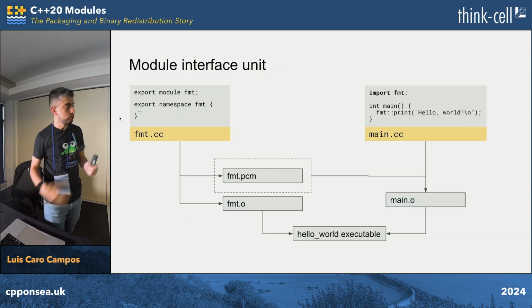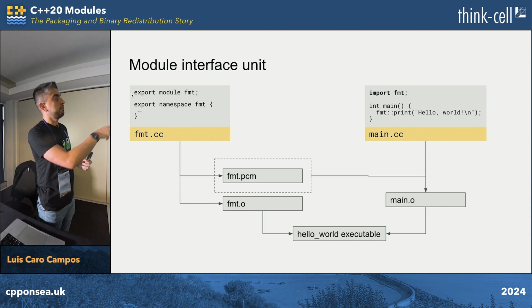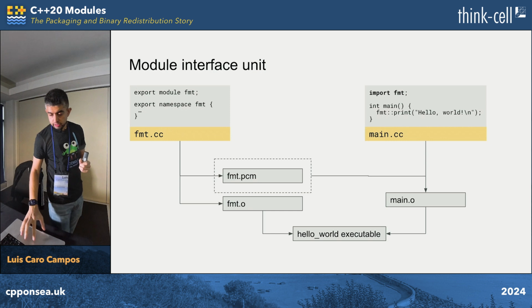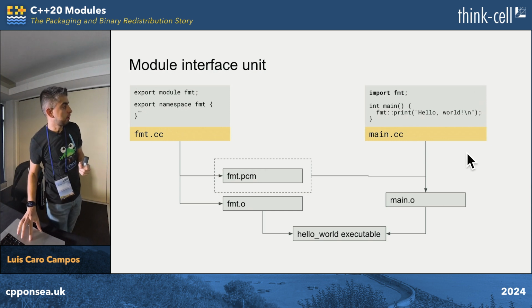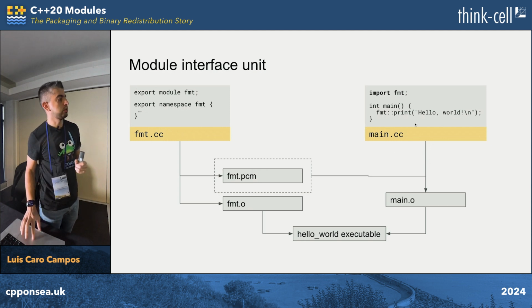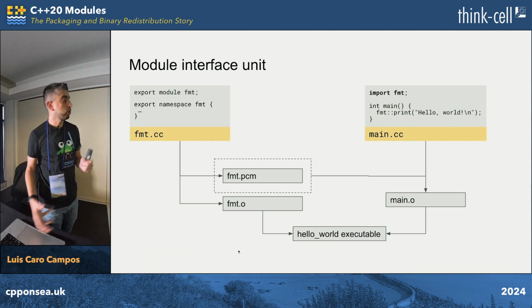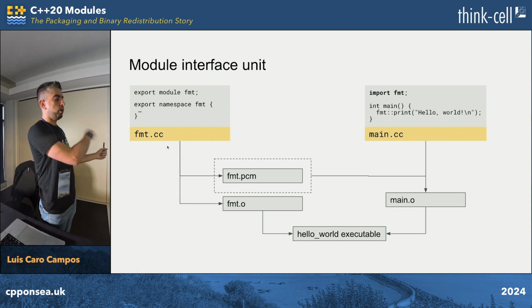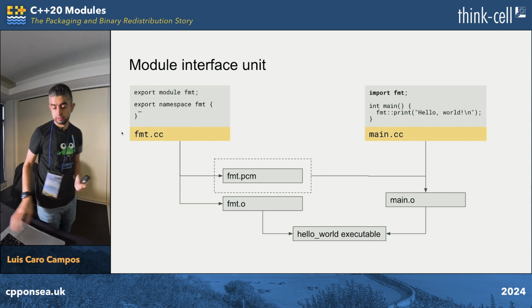So in order to produce our executable, let's say on the left we have the FMT module that does the export. On the right we have a main executable that only does a hello world by importing FMT. So when we translate main.cc, the compiler is going to need fmt.pcm to exist in order to create the main.o. And then you can just link directly both main.o and fmt.o into the hello world executable. That's how it works. Or if you previously linked fmt.o into a shared library, then you link against the shared library.